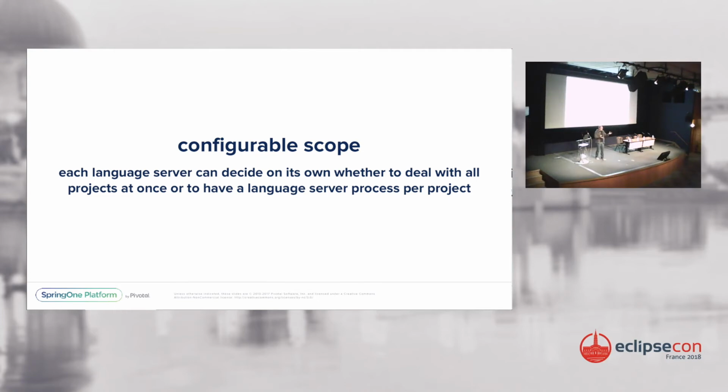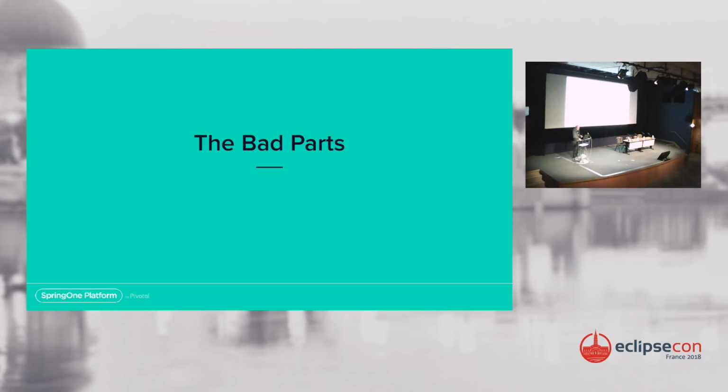And there are other language servers, for example, the Java one that you can use in VS Code, that is able to deal with multiple projects. So it starts up just once and works on multiple projects. And you can decide that on your own. It's not predefined and restricted by the protocol, which I think is a good benefit. Okay, let's talk about the bad parts.